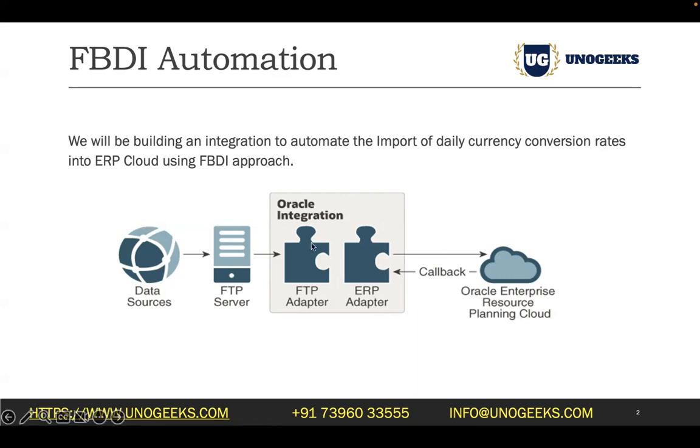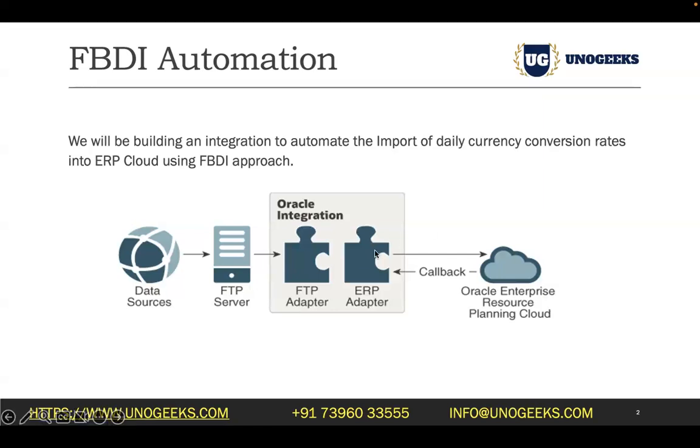Okay, so after you download the file, here you can plug in any sort of transformation that you need, a bulk transformation, validation, or enrichment. You can plug in all that required logic here. And then we can make use of the ERP cloud connection to send the file to ERP cloud.